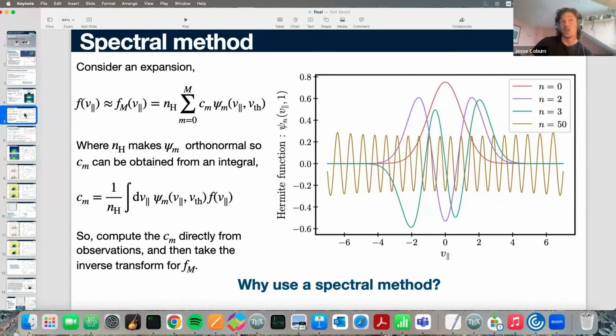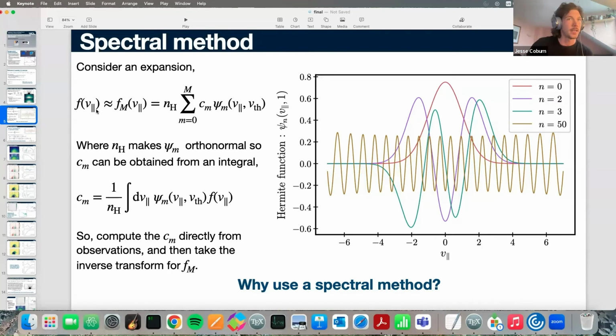Okay, so the spectral technique works like this. Consider expansion. Take F, I've just put it as V parallel. I'm just going to work in one dimension for a lot of this. Of course, you need to do this in multiple dimensions, and you start using different functions for different geometries. But just for sake of a presentation, I'm going to work through this in one dimension when I can, to simplify all the stuff that I need to show.